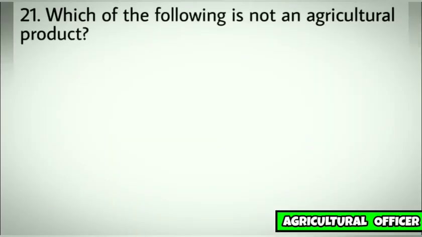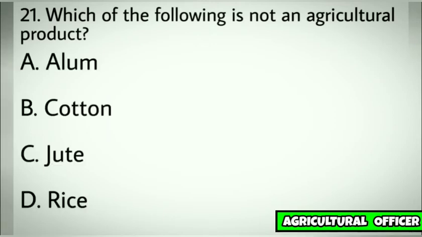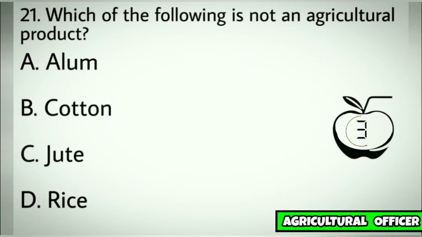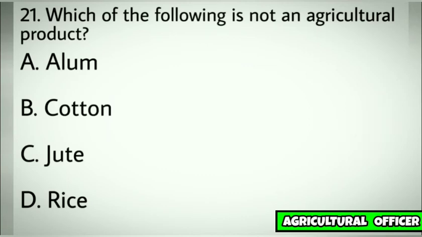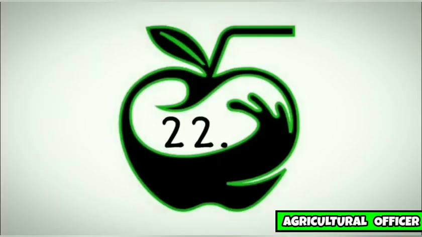Question number 21. Which of the following is not an agricultural product? Options A. Alum, B. Cotton, C. Jute, D. Rice. Correct answer A. Alum. Question number 22.